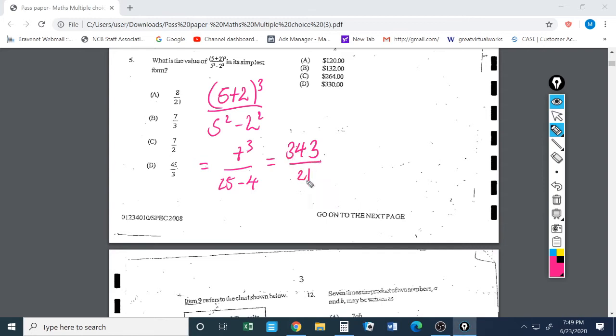And since 21 is divisible by 7, all we have to do, guys, is divide this through by 7, and we should get 49. And divide this through by 7, and we should get 3. And we're going to end up with 49 over 3. So the answer is actually D. Cool? Pretty simple, pretty easy.